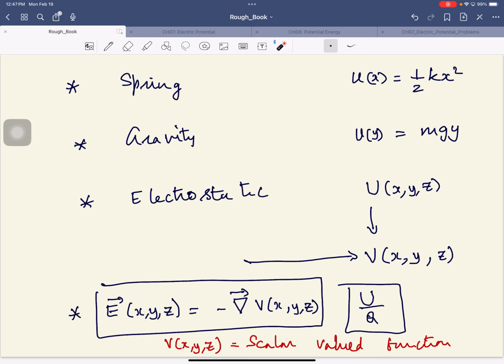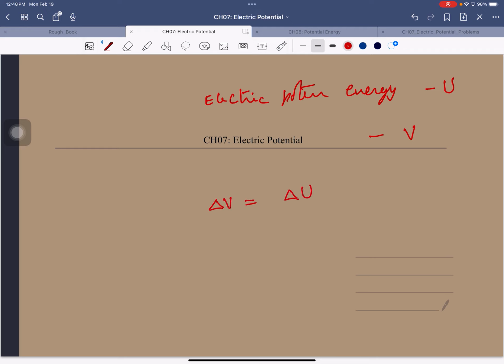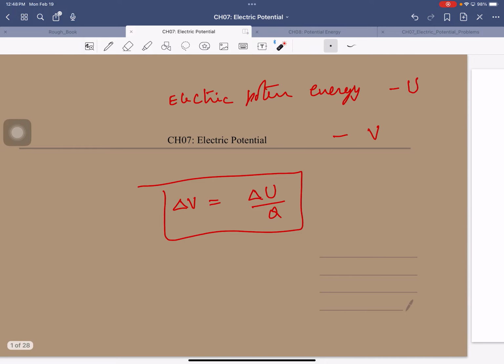All right, let's get started. You will become familiar with hopefully 2 terms: electric potential energy and electric potential. Electric potential energy is denoted by U, electric potential is denoted by V, and the 2 are related like so. Change in electric potential is change in electric potential energy divided by the charge. You'll see why we need to define that in a few slides. So you need to be familiar with these 2 terms: electric potential energy, which is U, and electric potential, which is potential energy per unit charge. So the change in electric potential is change in potential energy divided by the charge.